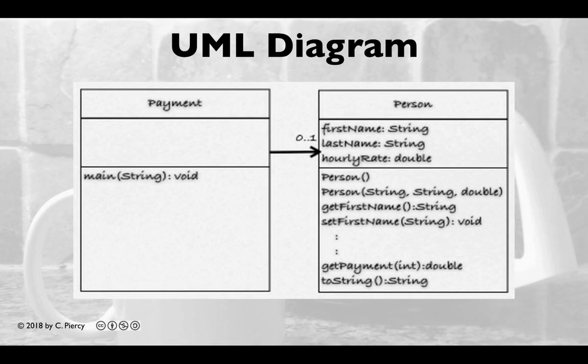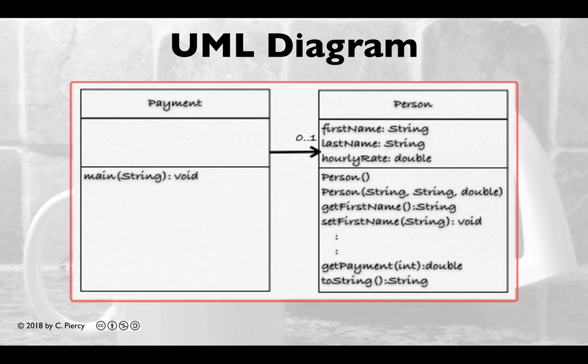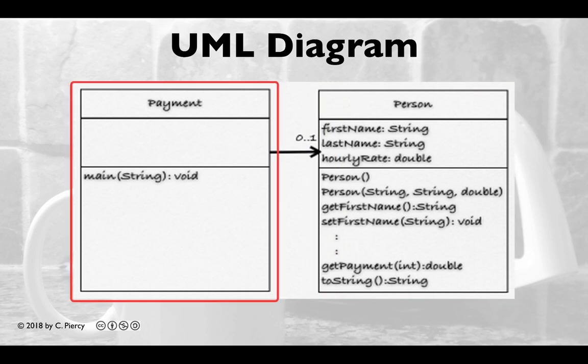For this lesson, we're going to create a simple Java application that is illustrated by this UML class diagram. In this diagram, you can see two classes depicted. This means that we'll create two Java files, one for each of the Java classes in our diagram. One will be called Payment. This will simply hold a main method that will let us run the program.